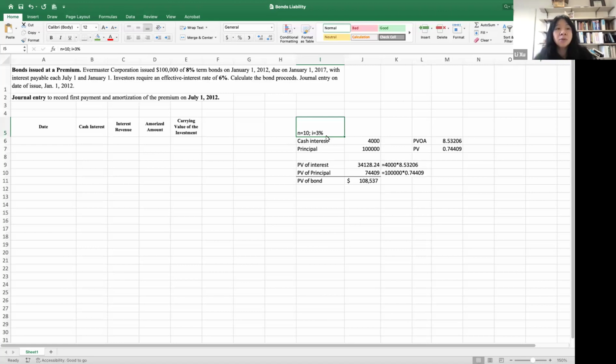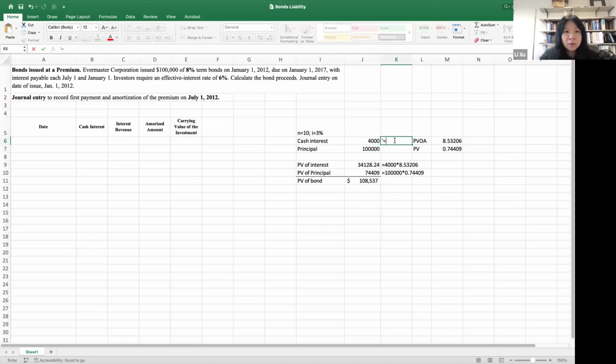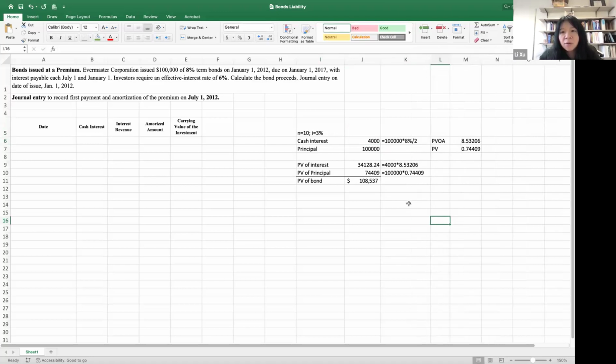This is the input we're going to use when we use the tables to look for the present value discount factor. Before we can use the table, we must calculate two things. The first is the cash interest, and the cash interest here is 4,000. So how do I know it's 4,000? This is just the principal multiplied by 8% and divided by 2. So I know the cash interest is 4,000, and this is an ordinary annuity.